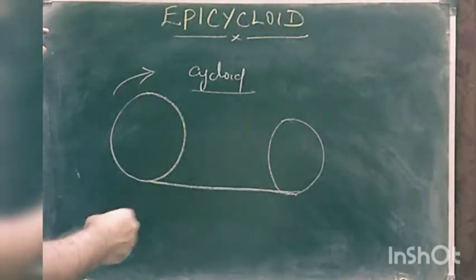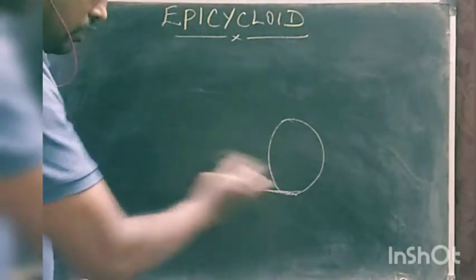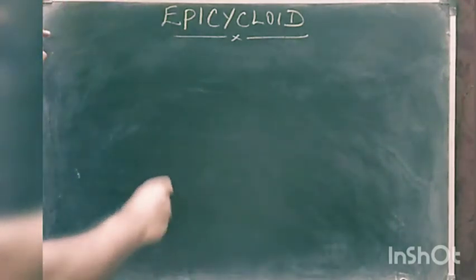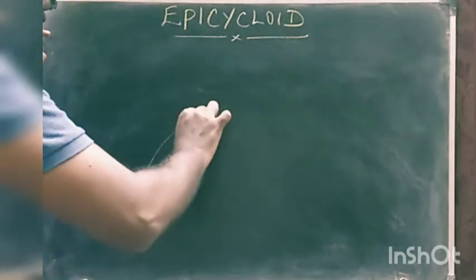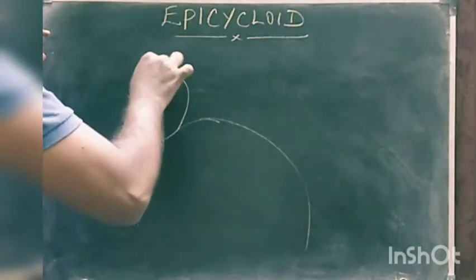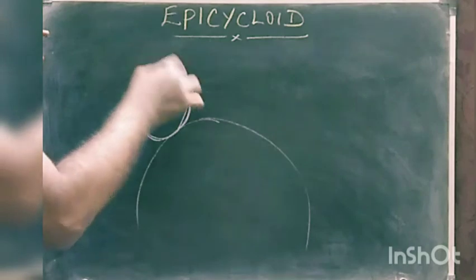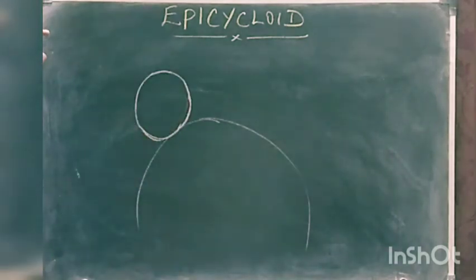Now in the case of the epicycloid, there will be a small modification, a little bit of alteration. The same circle is going to roll on another circle. This is the main logic here. The same circle which rolls on another circle, we are going to call an epicycloid. It is a curve traced by a point on the circumference of a circle which rolls without slipping on the outside of another circle.